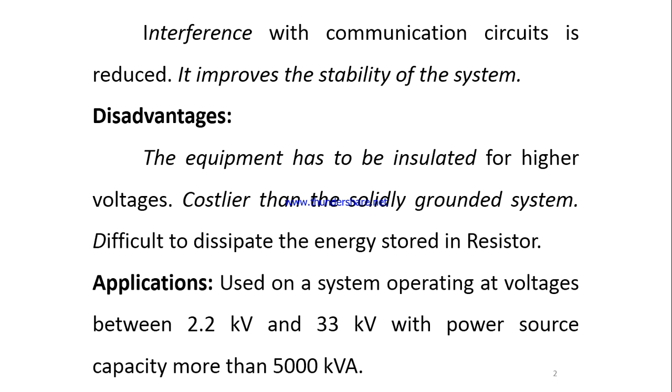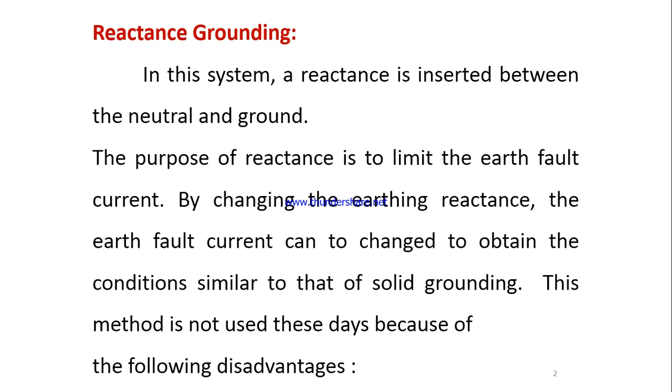It will be dissipating into heat. So that's the main disadvantage. In application, it can be used for voltage of 2.2 kV to 33 kV with a capacity of 5000 kVA. Next, let us see about reactance grounding.